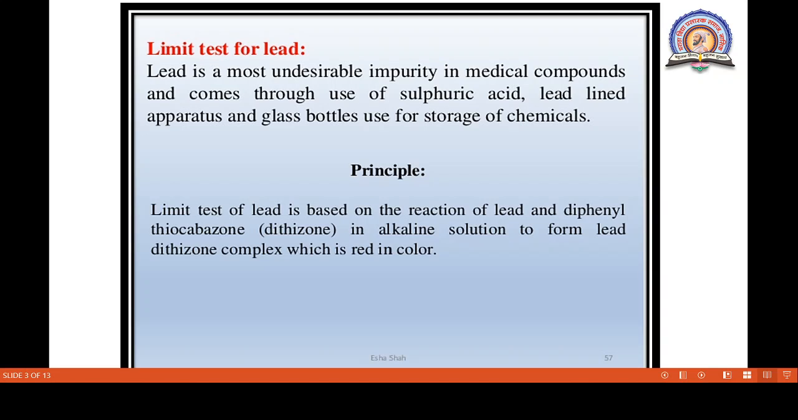Okay, so the next is the principle. The limit test of lead is based on the reaction of lead and dithizone in an alkaline solution to form a lead dithizone complex, which is red in color. So what exactly happens? Whatever lead impurity is present in the medicinal compound reacts with dithizone in alkaline solution. It forms a complex, and that complex has a red color.